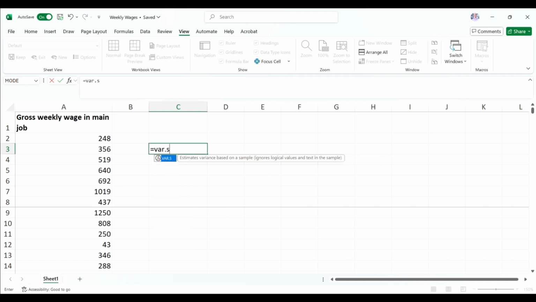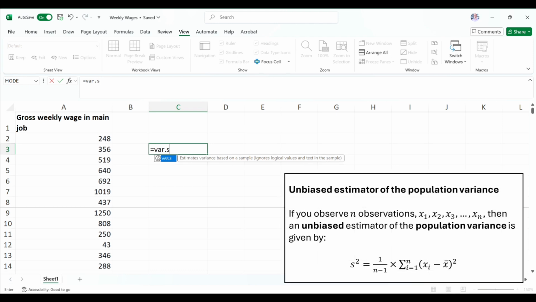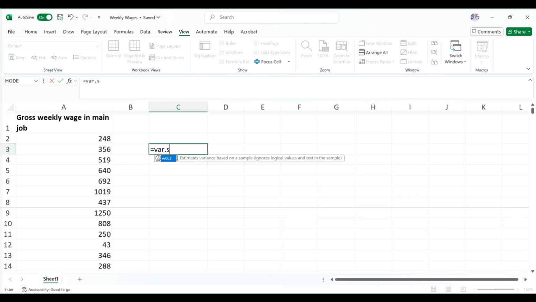What this formula does is calculate an estimate of the population variance based on a sample. The estimator that's used here is 1 over n minus 1 times the sum of squares of the deviations of the observations away from the sample mean. The key thing is that the sum of squares of deviations is divided by n minus 1 to make this an unbiased estimator of the population variance. And the .S indicates that you're taking your data from a sample.